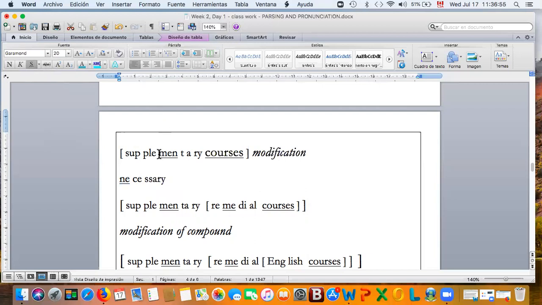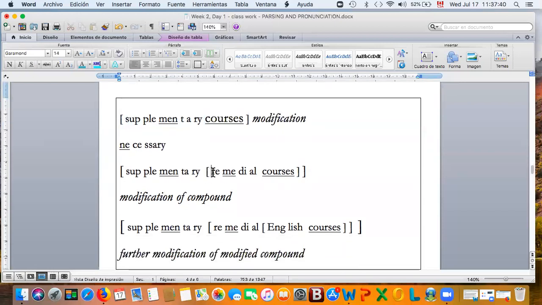Necessary. But why don't we have supplementary or something like that? Well, it's because the first syllable before the suffix ary is a heavy syllable. You have a consonant, a light vowel, and then another consonant. So the syllable is not meh. The syllable is men. That's a heavy syllable. So we have supplementary. All right, never mind that. The main point is that we have supplementary courses.